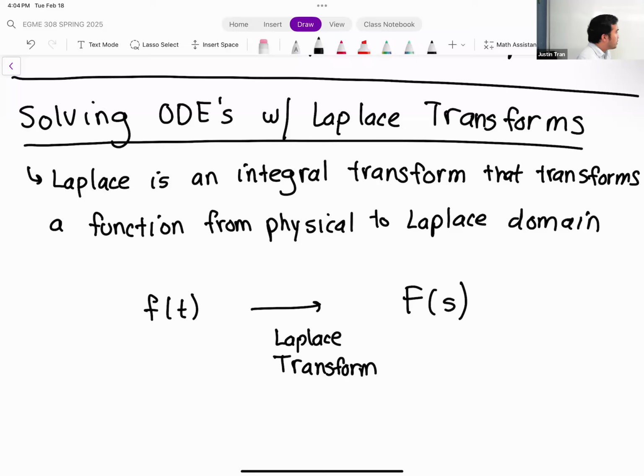This is usually the notation that I use. For physical domain functions, I usually use a lowercase letter, so we have little f of t, and once we perform the Laplace transform, I use a capital letter, so it's capital F of s. Notice the change of variable from t to s. To perform a Laplace transform, you can use the integral formula, but traditionally the way we do it quickly is we use a table of Laplace expressions.